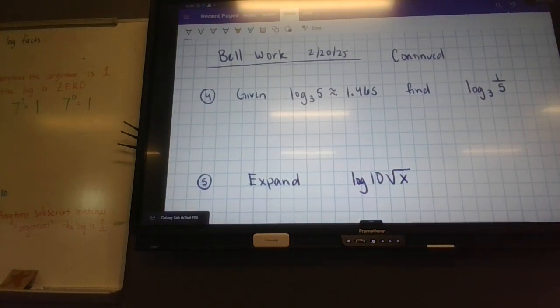So this is bell work continued. Couldn't fit it on that slide, but here's 2 more questions for us to do together. Just consider it classwork or notes, but keep it on your bell work paper. When you're ready.